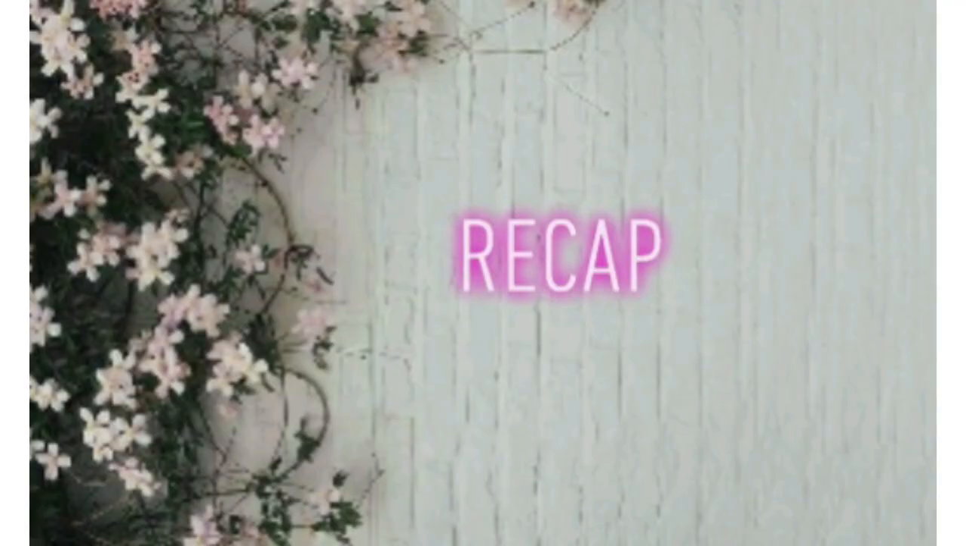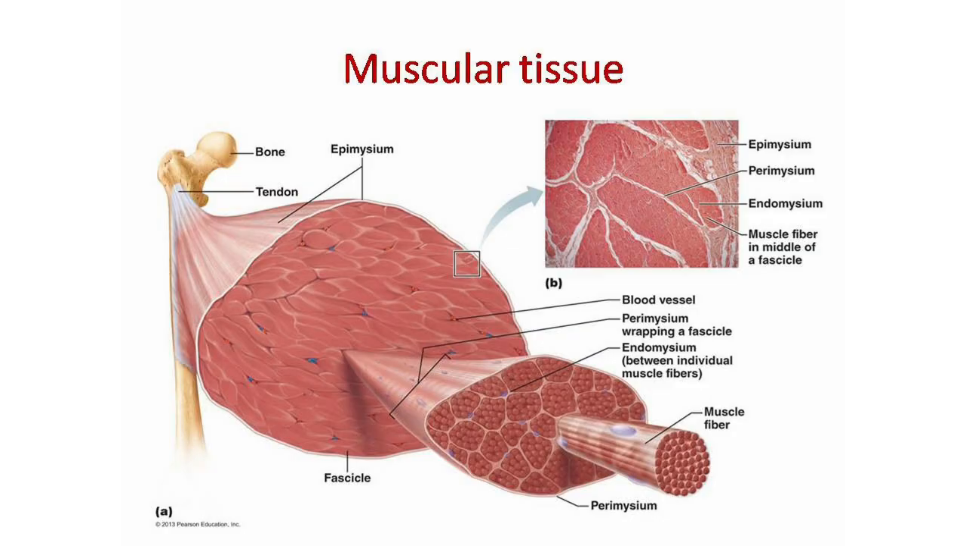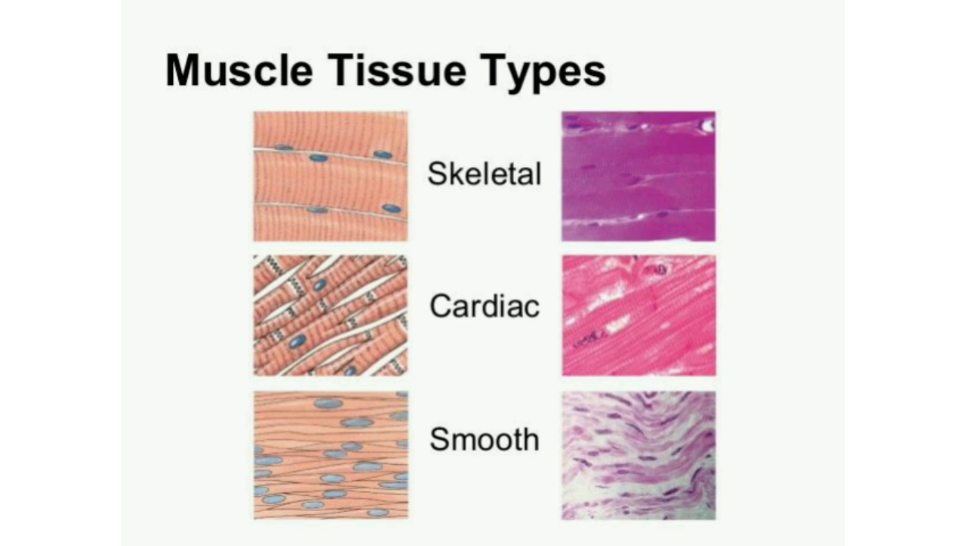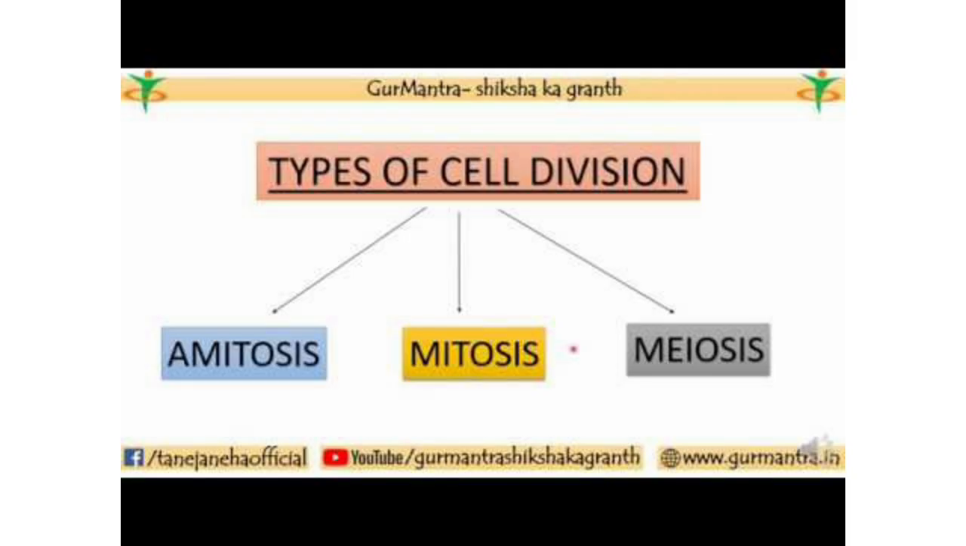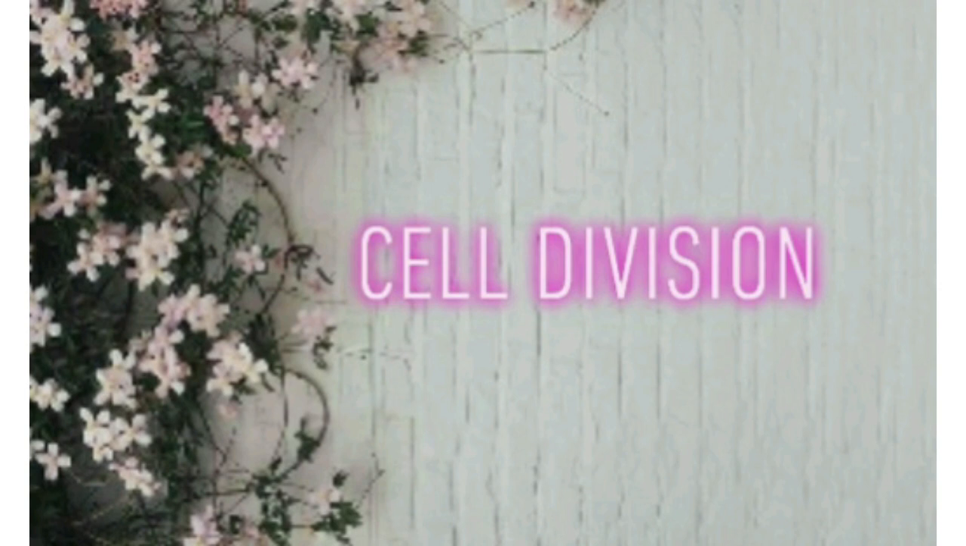Children, in the previous class we have seen muscular tissue. In muscular tissue we have seen skeletal muscles, smooth muscles and cardiac muscles. And we have seen nervous tissue. Today we are going to learn cell division: types of cell division, amitosis, mitosis and meiosis. Today we will learn only amitosis and mitosis.